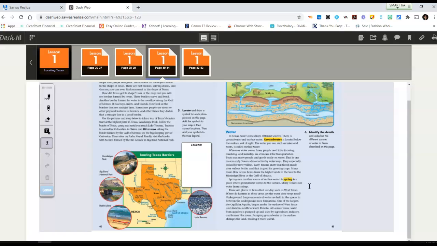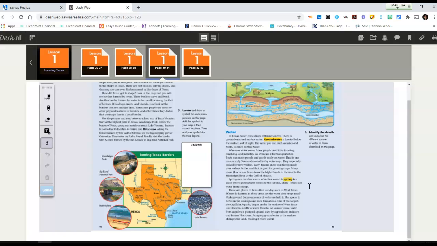Many rivers flow across Texas from the higher lands in the west to the Mississippi River or the Gulf of Mexico. Springs are another source of surface water. A spring is a place where groundwater comes to the surface. Many Texans use water from springs. There are places in Texas that are dry, such as West Texas. Where do farmers in these areas get the water their crops need? Underground. Large amounts of water are held in spaces in between the underground rock formations.